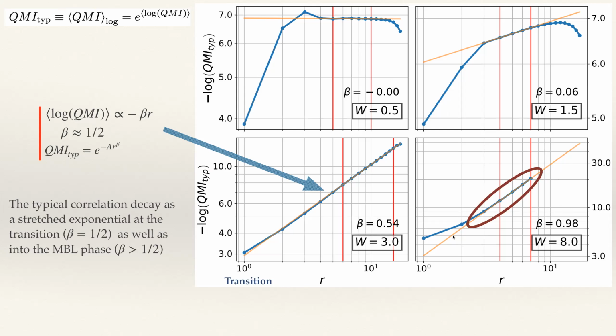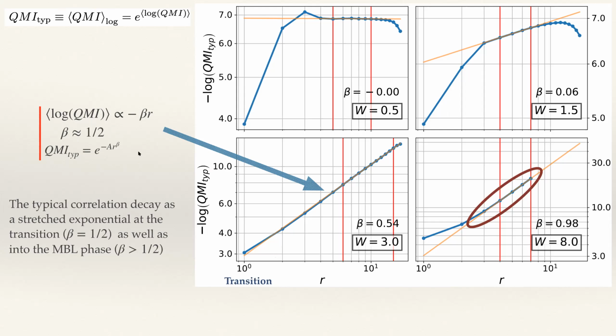Sorry, I'm confused by how it became beta to the power of R from proportional to R. So what's going on here is that we are looking at this on a semi-log plot on the x-axis. Oh, so what you meant, the line above here, you have beta equals 1/2, and the average of the log of QMI is proportional to minus beta, it should be log of R. Right. Okay, all right, sorry.